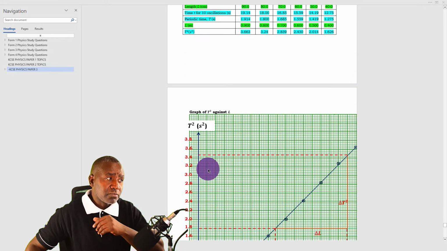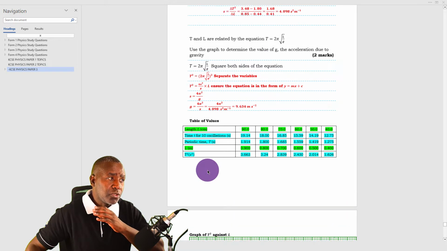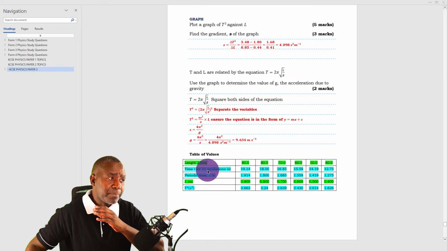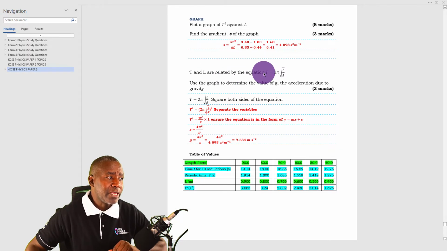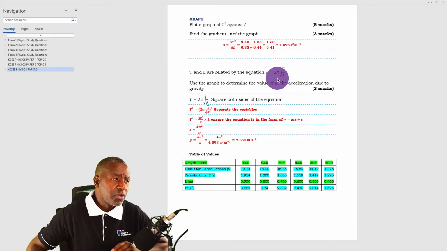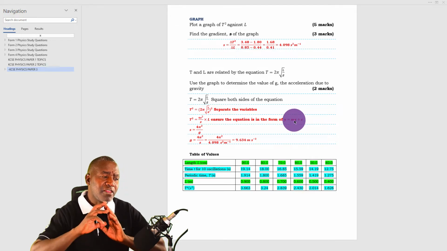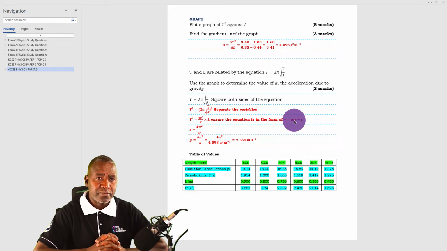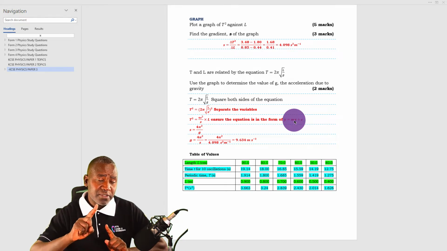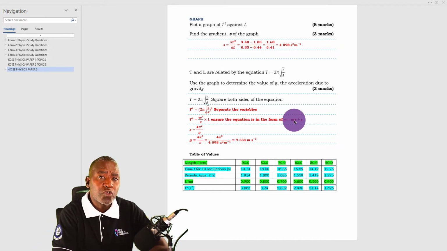So if you want to know whether your graph passes through the origin or not, you look at the equation which is given. You see whether it is in the form of y equals mx plus c. If you see that your graph is in the form of y equals mx, there is no c, then you know it passes through the origin. But if there is some kind of intercept, which is c, then you know you've got to get the y-intercept at some point.